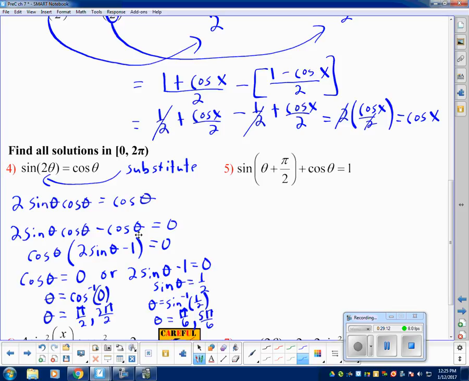Well, we can't distribute sine, but we can apply the sine formula, the sine alpha cosine beta thing. It's this formula right here. So this is equal to sine theta cosine pi over 2. With sine, remember, they're different, but the sign remains the same, plus cosine theta sine pi over 2 plus cosine theta equals 1.